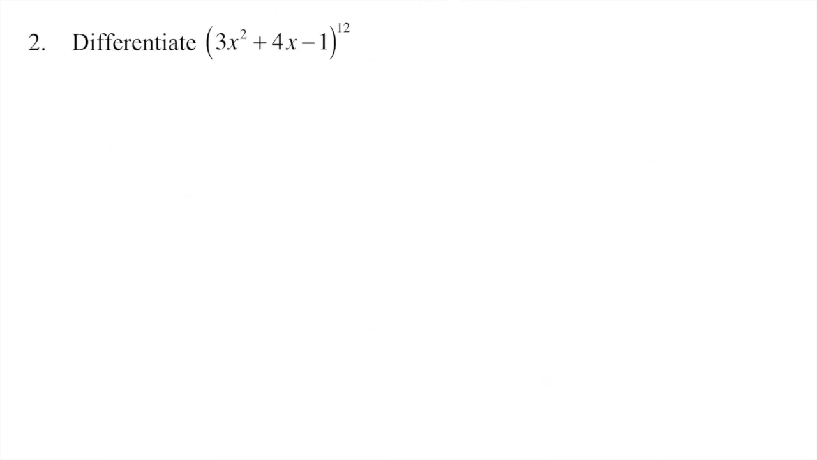So we're going to differentiate the following. Let's let u equal 3x squared plus 4x take 1, which means du over dx equals 3x squared. 2 3s are 6, you get 6x plus 1 times 4, 4. That's du dx.